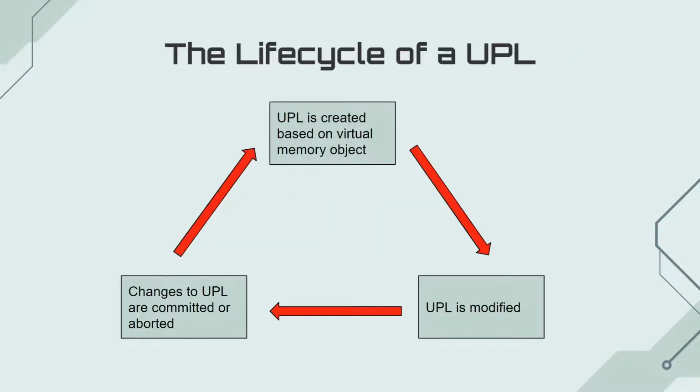The life cycle of a UPL only consists of 3 steps. First, it's created based off of a VM object. It's then modified in some way. And then lastly, those changes are either committed or aborted.